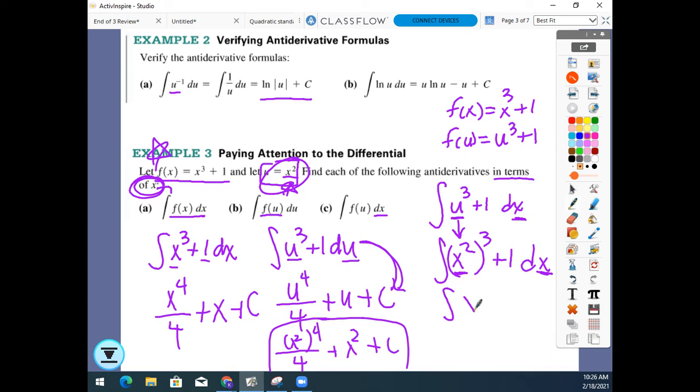Here, you need to have these variables always matching before you take your antiderivative. Now we do our power rule, add 1 and divide, and don't forget your plus c. So these are all slightly different depending on how the integral is set up to begin with.